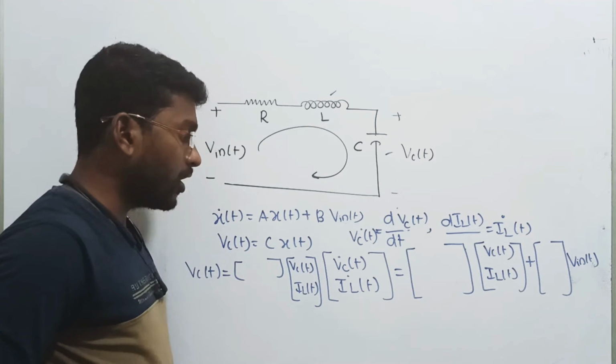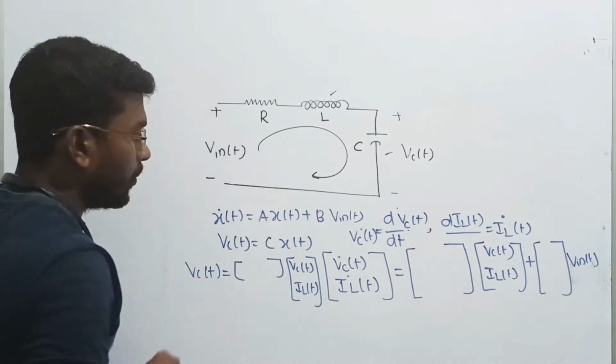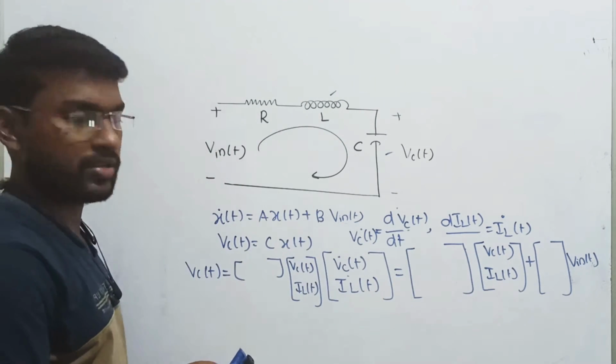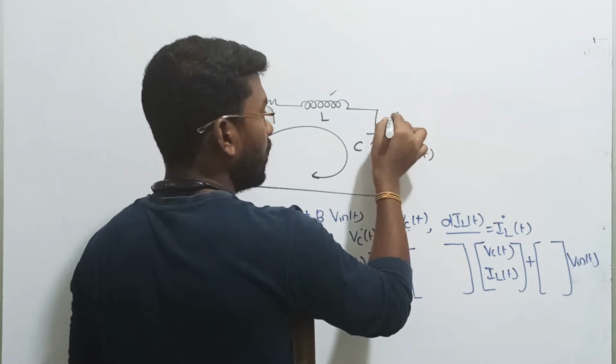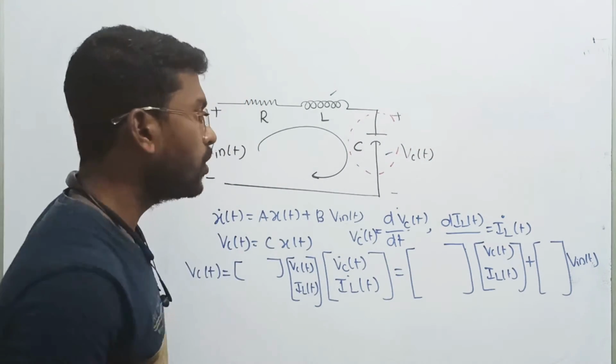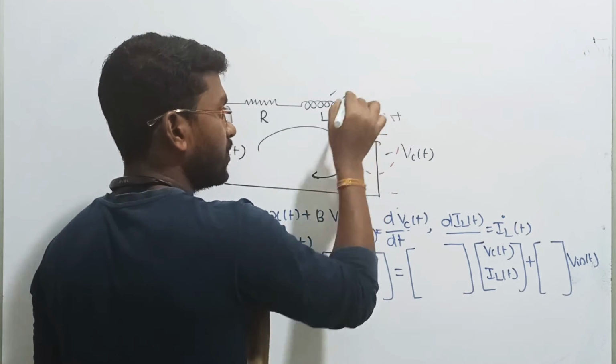Now, how am I going to extend our discussion with this? Next, we are going to derive the expression for the first one, VC dot of t. VC dot is nothing but the derivative of the voltage across the capacitor. Wherever you want to find VC dot, just go there and apply KCL at that point.